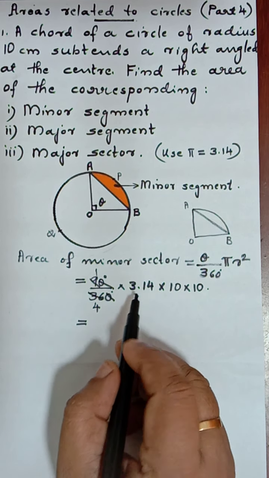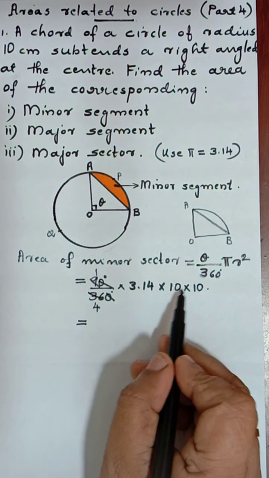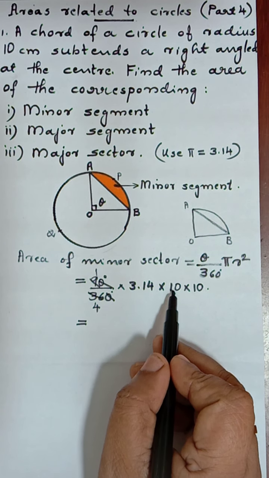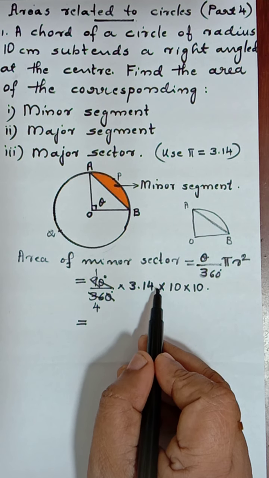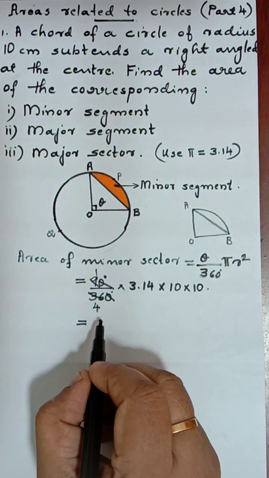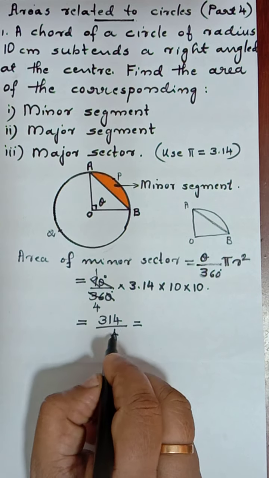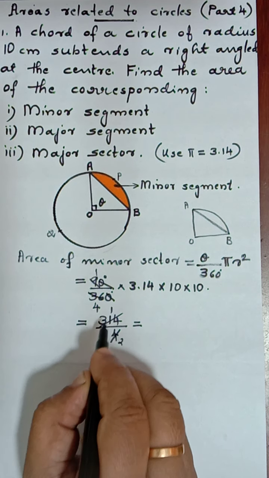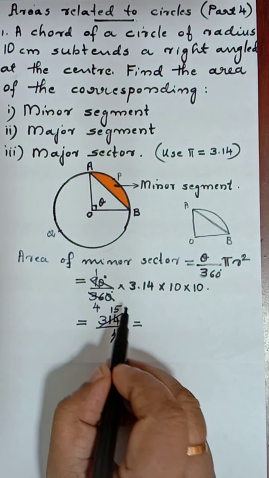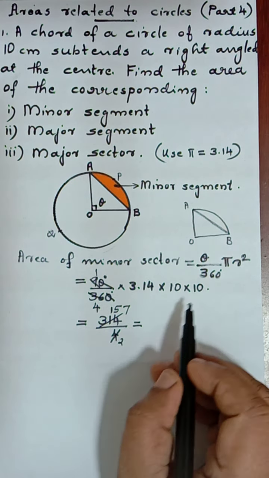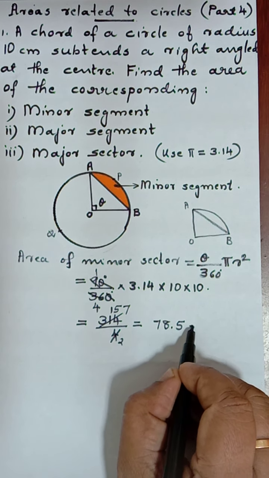Okay, so calculation here it is easy, that's why they have given pi value as 3.14. When we multiply by 10 into 10, 100 we are getting. Multiplying by 100, you will be able to remove the decimal towards right side. So 314 here you are getting, divided by 4. When we cancel, you will be getting 2 here. 157 by 2. What is 157 by 2? Isn't it 78.5?